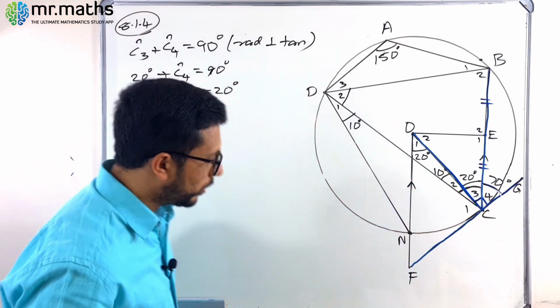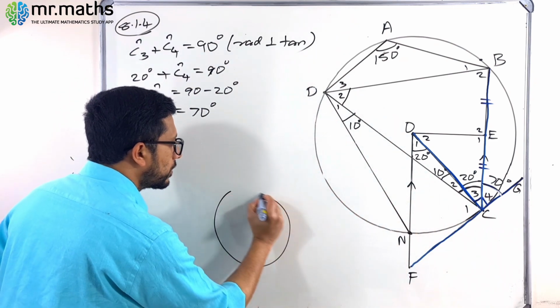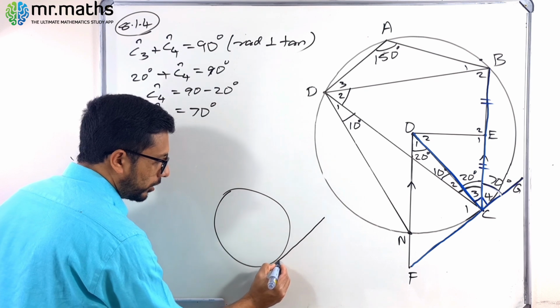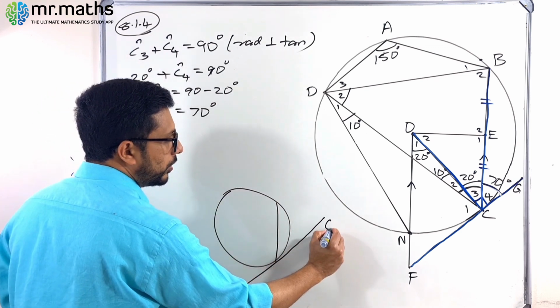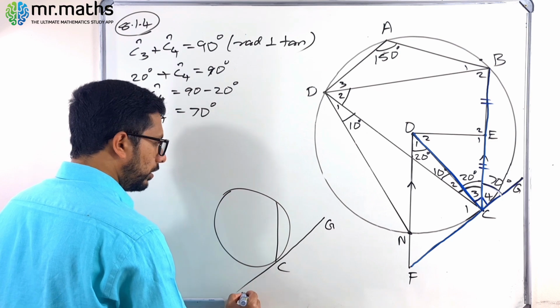Okay, so let me draw it here. There is a circle like this, and this one is a tangent. Okay, and now there is a chord like this. This is our G, C and F.